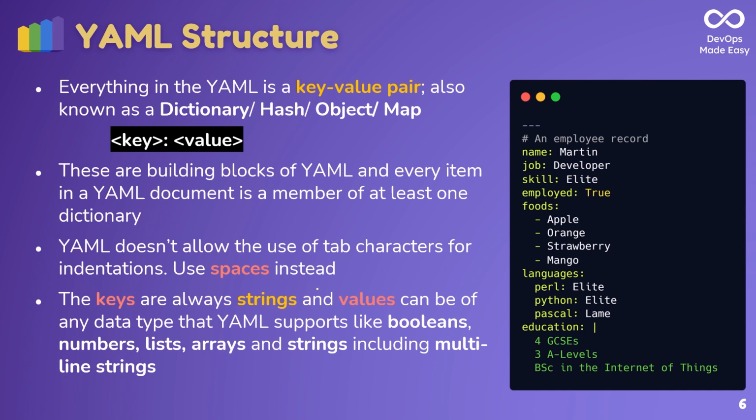And then the keys are always strings. So the ones marked in yellow here are the keys. The keys are always strings, and values can be anything: a boolean, a string, a list, or a whole multi-line string. It can be anything. We'll see them one by one with examples.